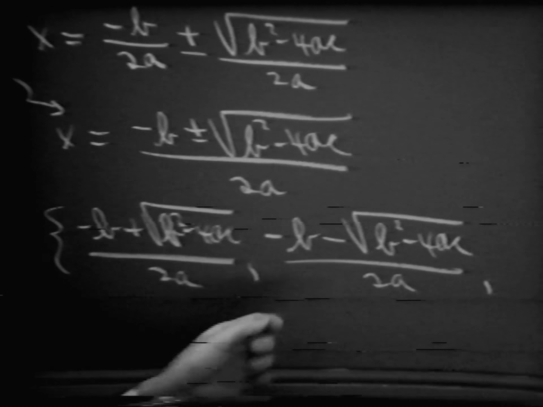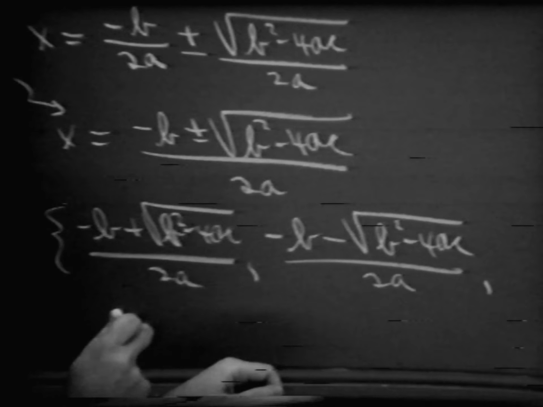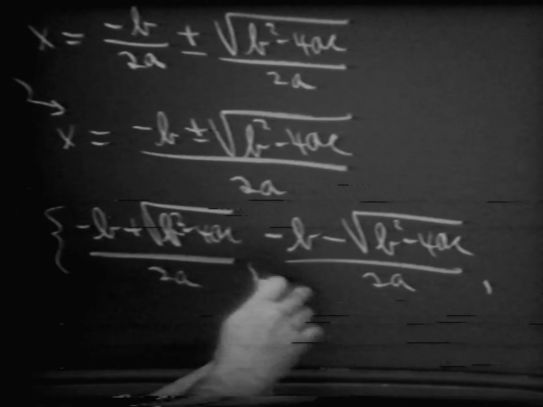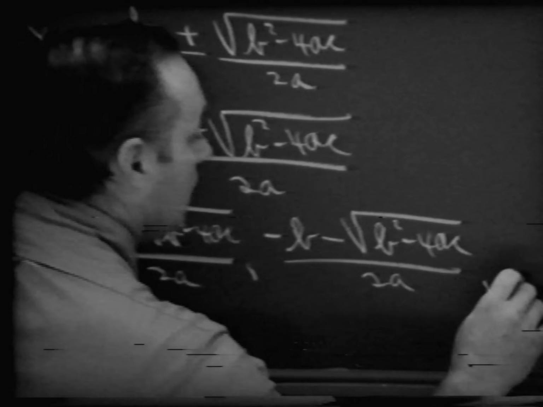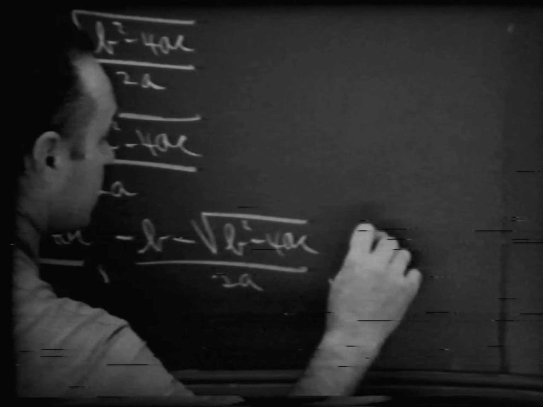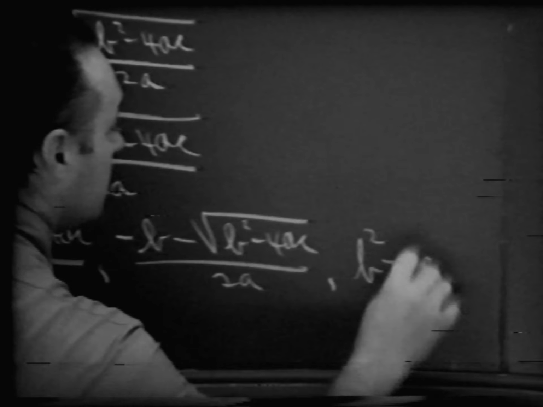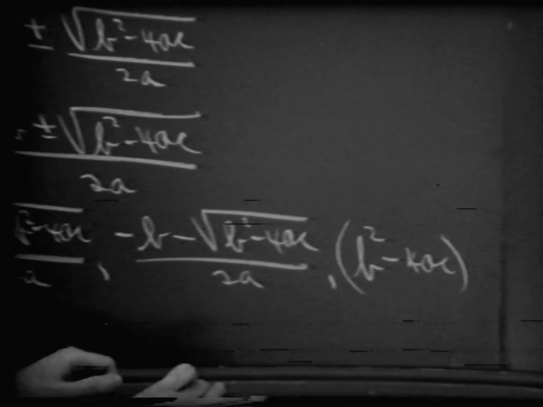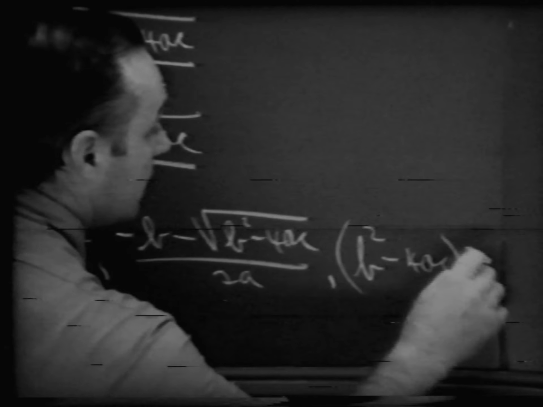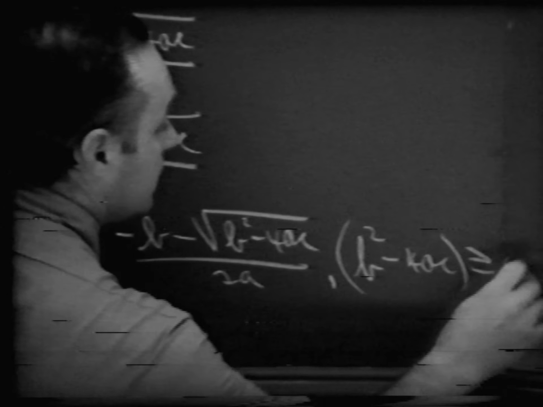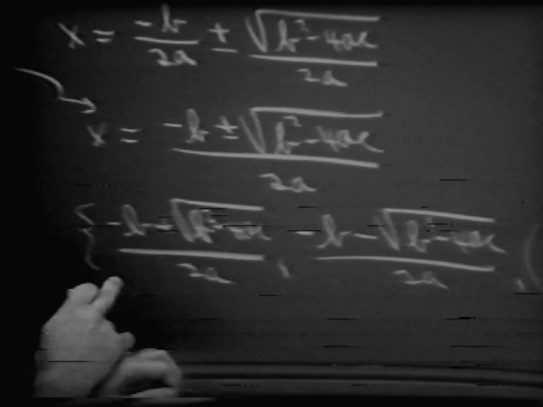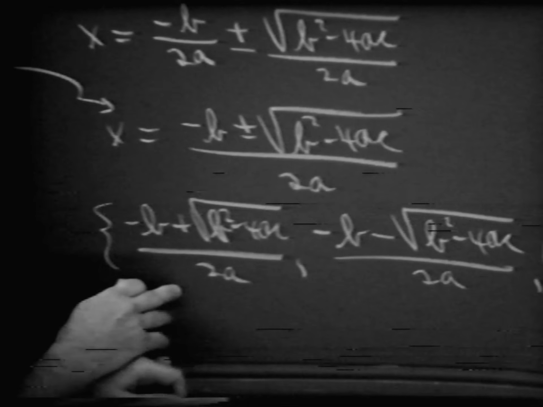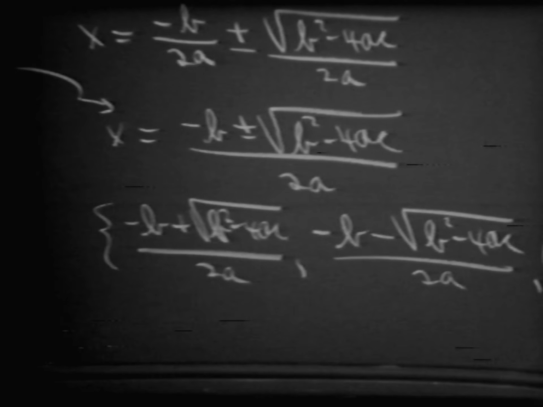When will these roots be real numbers, in order to see if indeed we have any roots here? Brenda? When b squared is greater than 4ac. All right, let's write that when b squared minus 4ac, the entire expression, is greater than or equal to 0, that will guarantee us some real roots. Okay? And this then would be the solution set of our general formula of the quadratic.